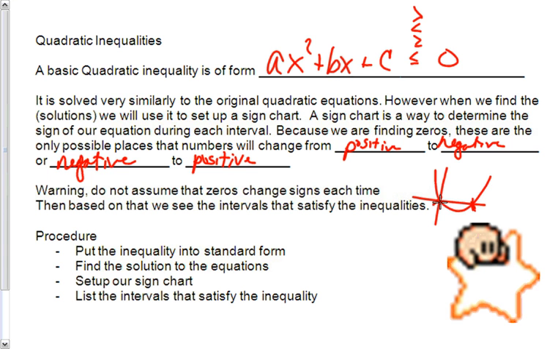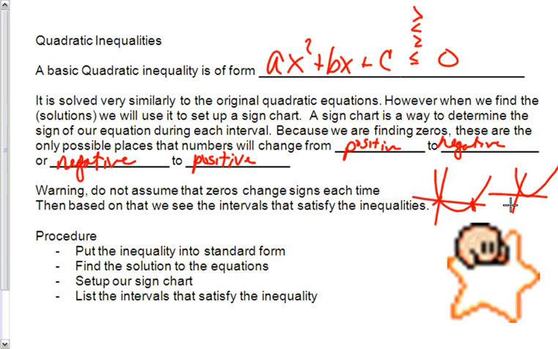So our goal is to find out the ranges where the graph is above or below something. So, warning, do not assume zeros are sign changes each time. Think about a graph that does this, and just touches it. It's always above it, even though it just touches it. That's where the problems can come in.